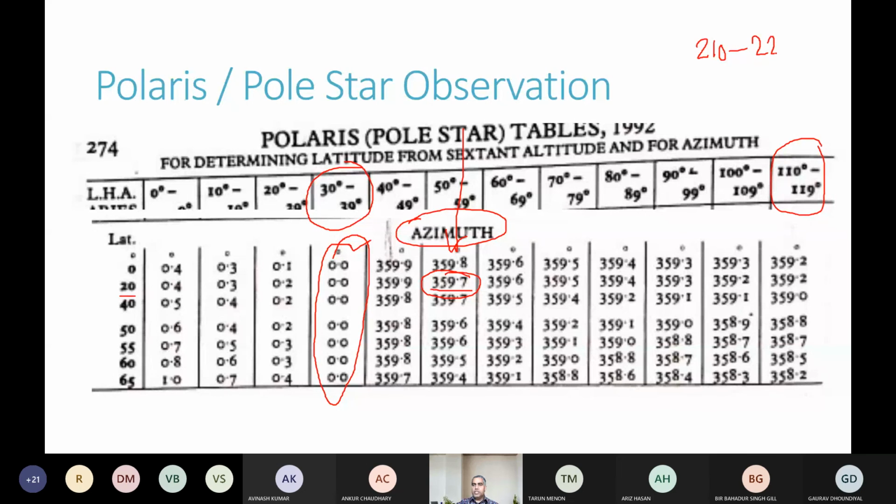These two ranges, the 30 to 40 range and the 210 to 220 range: in these ranges, the azimuth exactly becomes 0.0. So if the LHA falls between these two ranges, you will straight away have your observed latitude as your fixed latitude. Otherwise, this will give you a PL which will be perpendicular to the azimuth and not a fixed lat.